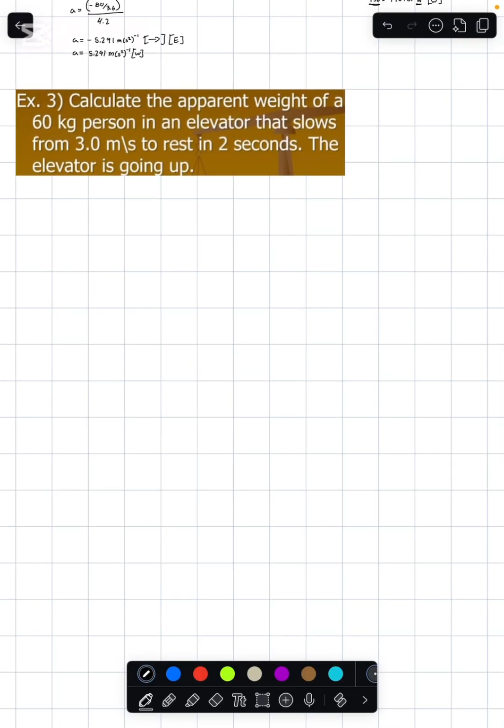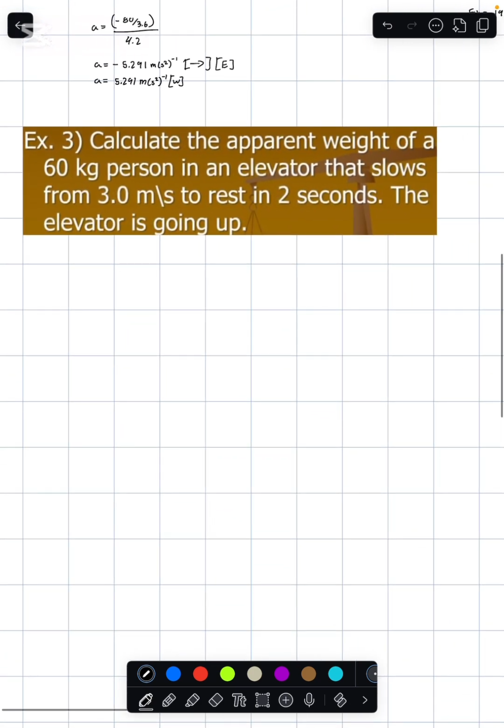Alright, so for question 3, this one says, calculate the apparent weight. So apparent weight is just mg. Let me write that better. Okay, it's not straightening out. mg. Calculate the apparent weight of a 60 kilogram person in an elevator that slows from 3 meters per second to rest. So we stated in the previous question that rest is going to be equal to 0.